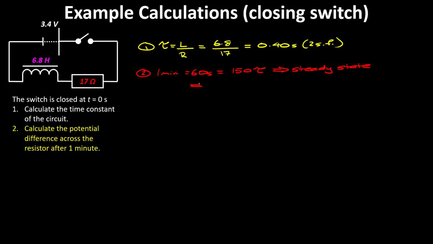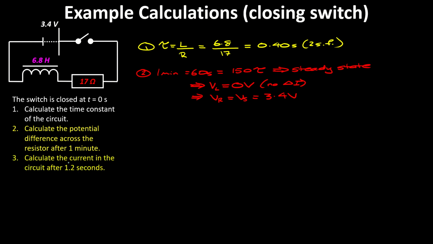Now, if nothing's changing, the inductor voltage is going to be 0. There's nothing changing. There's no change in current anymore. That means the resistor voltage is going to be equal to the supply voltage, because the supply voltage all has to be used somewhere. It's 3.4 volts after 1 minute.